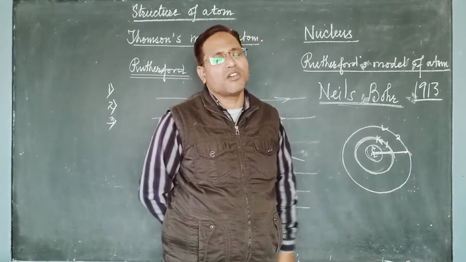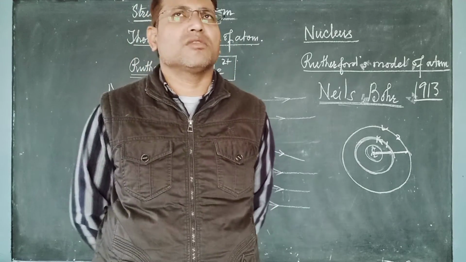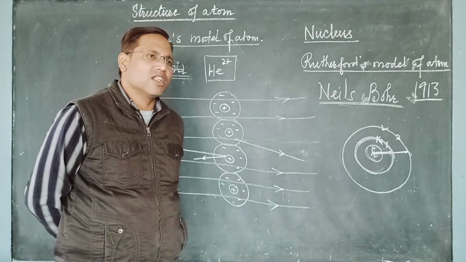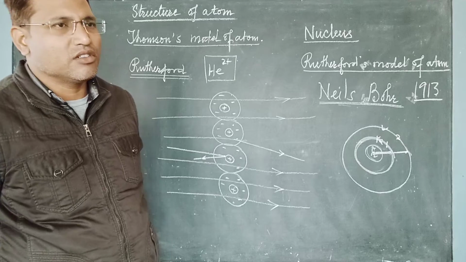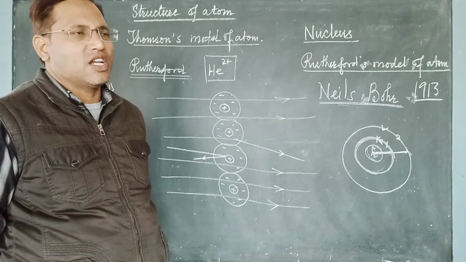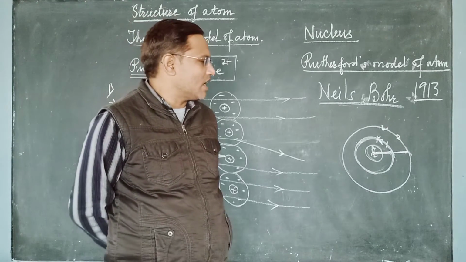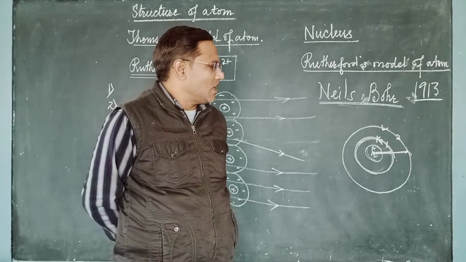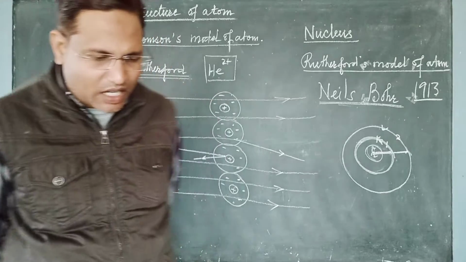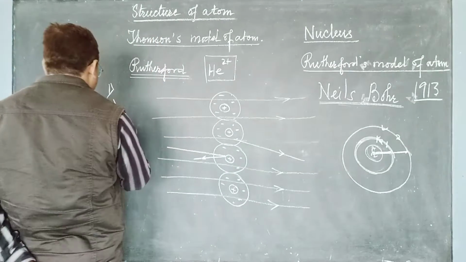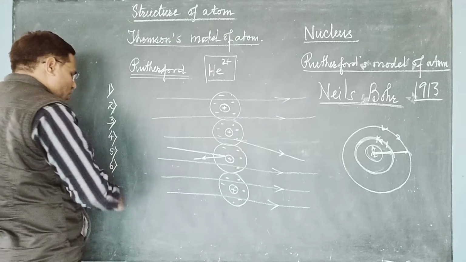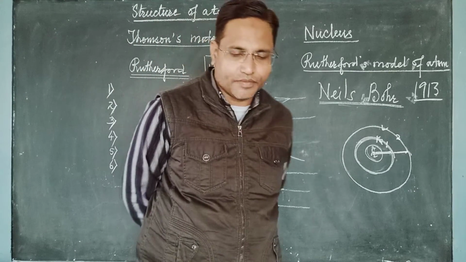That in each orbit or shell there is a certain amount of energy, and the electrons keep on revolving around the shell with this fixed energy, and the energy changes as the shell changes. And he also told that these electrons do not radiate out energy. So all these 6 points come under Niels Bohr's model of an atom. In Niels Bohr's model of atom, he told these 6 points.